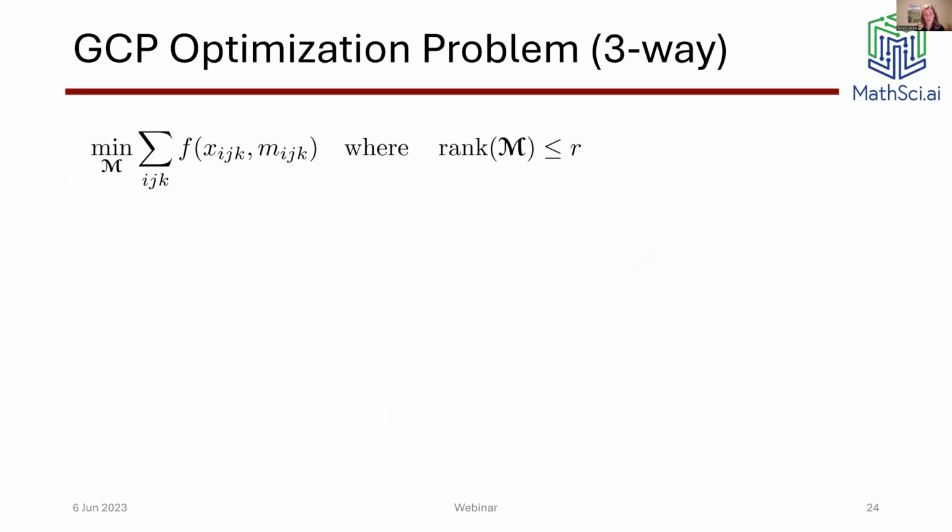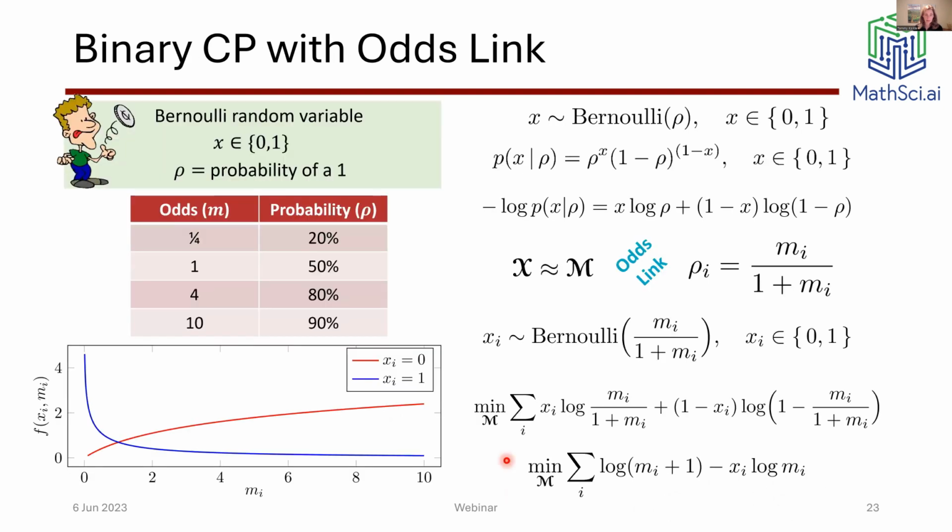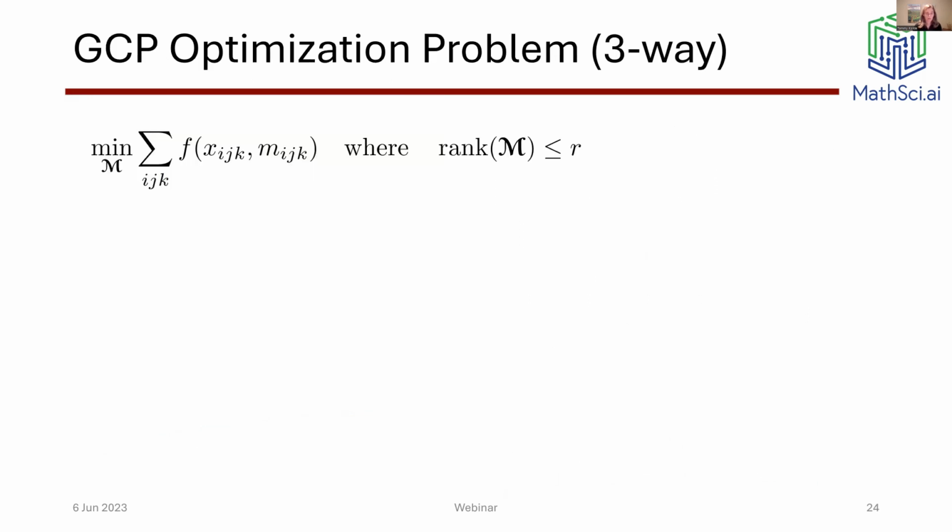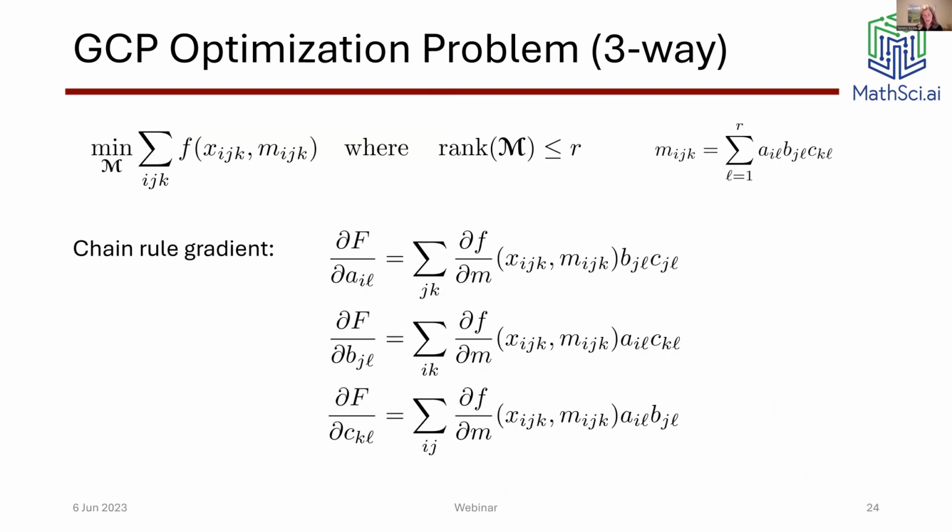All right, so now if we think about our general optimization problem. So we have some f's. In this last case, the little f was this log mi plus 1 minus xi log mi. We have some f. We want to find our best model subject to the rank less than or equal to R, which just means that we're going to have A, B, C with R columns, and our formula is given here. And we can compute the gradient of this using the chain rule. So it's kind of an ugly formula. Don't worry too much about this, but just know that we can compute the gradient with respect to all the parameters of our ABC matrix using chain rule pretty easily.